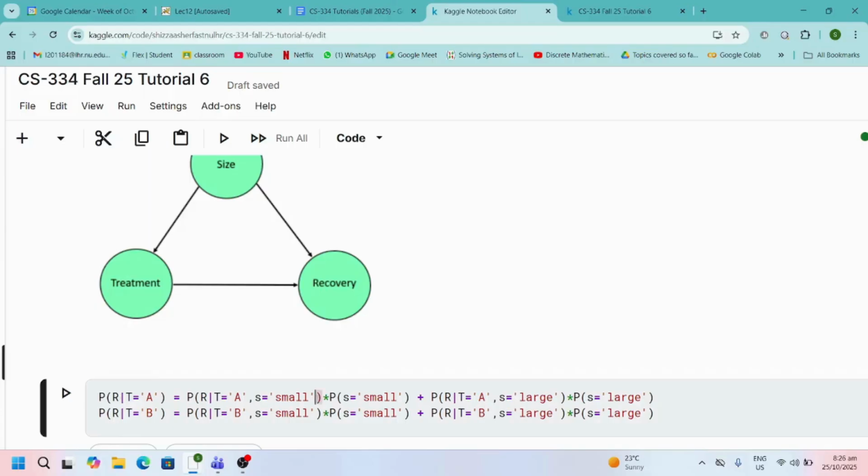So suppose I also had age and age had two possible values, young and old. So this is how I would have to go about it. And then I would have to multiply it with the probability that the age is young, and I would have to make all combinations essentially. So size is small, age is young. Size is large, age is young. Size is small, age is old, and size is large, age is old.